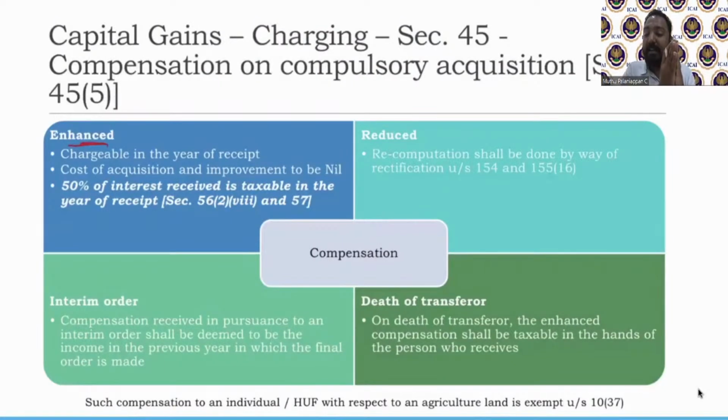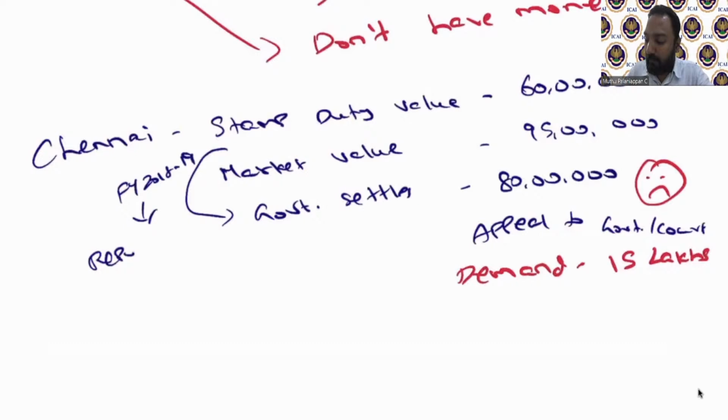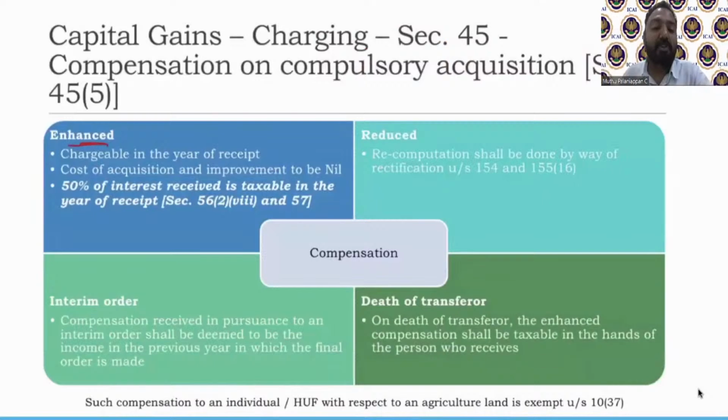So what I received, the 80, would have already been taxed in that year. Let's also talk about the year. This 80 lakhs, this transaction happened in financial year 2018-19. So for that financial year 18-19, I would have reported capital gain with 80 lakh as my sale consideration. But subsequently, I am getting this enhanced compensation. It is chargeable in the year of receipt.